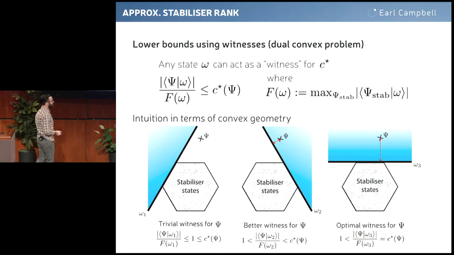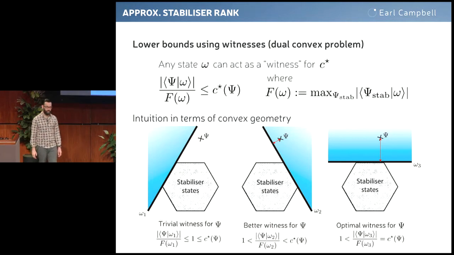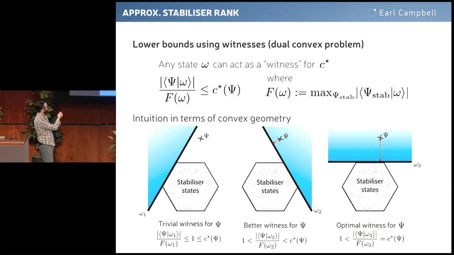So that's the kind of algebraic definition, but you can also think about these things geometrically as well. The set of stabilizer states forms some convex shape, and it's divided from all other states by a series of hyperplanes. And these witnesses, or at least the good witnesses, tend to correspond to facets of these polytopes. And they're trying to look, is the state somewhere out here? So you get a lower bound for every kind of witness, but some witnesses are better than others.